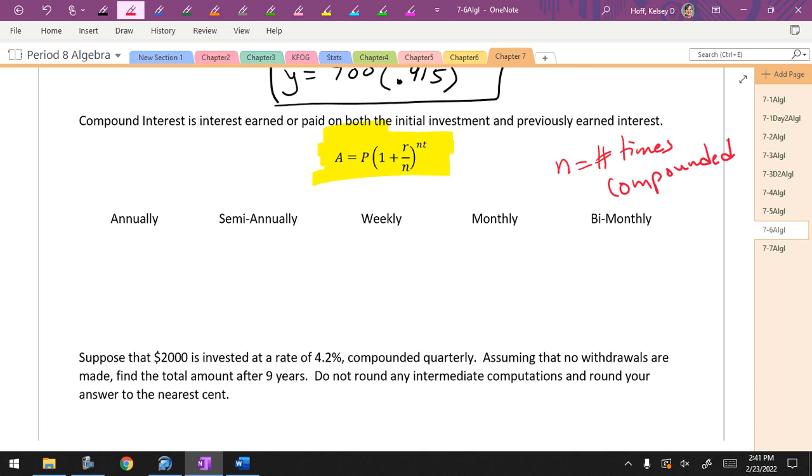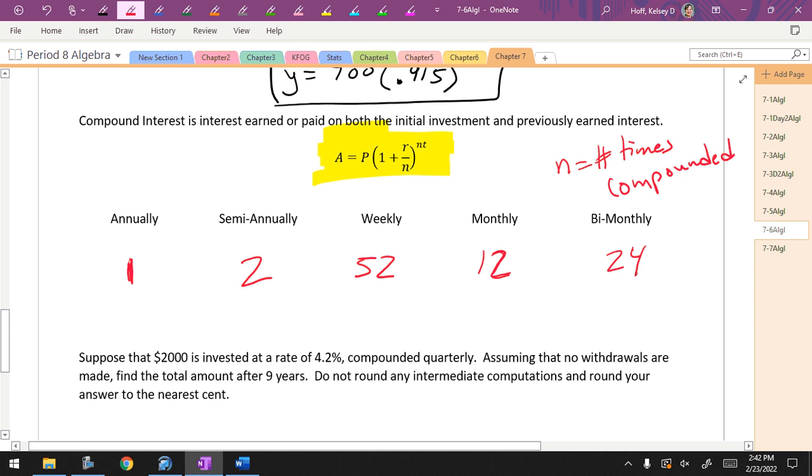If you think of annually, how many times do you think you earn interest? One time a year. Semi-annually. 2. Weekly. 52. 52 weeks in a year. Monthly. 12. Bi-monthly. 24. I would say bi-monthly is probably rare.